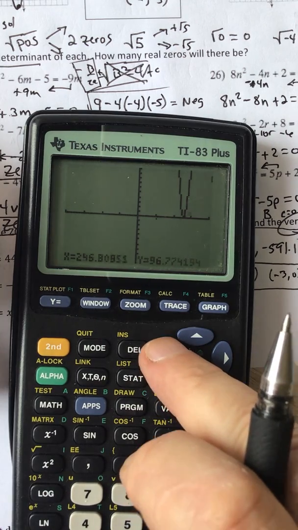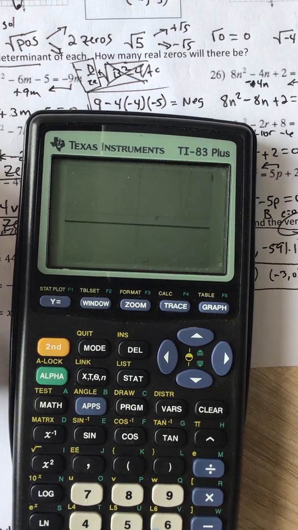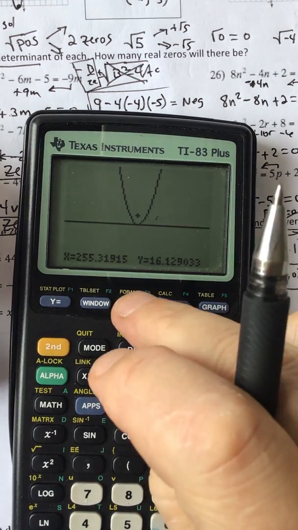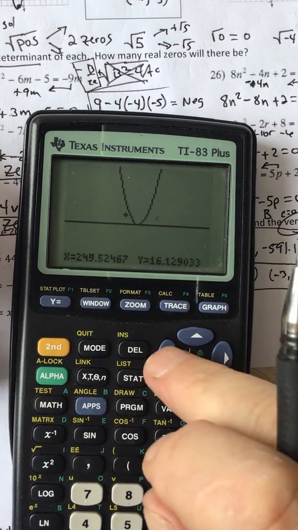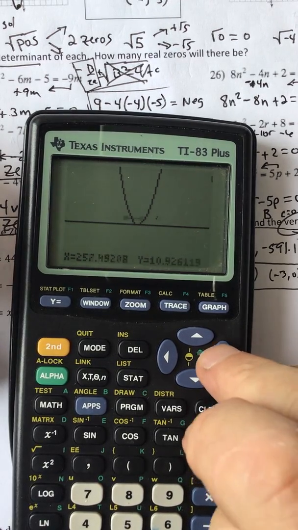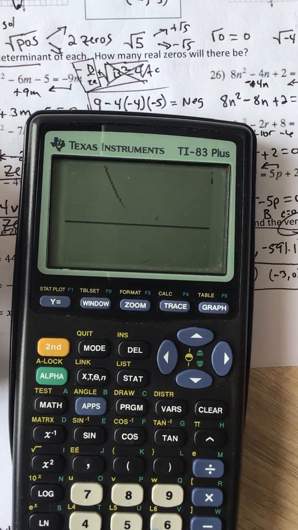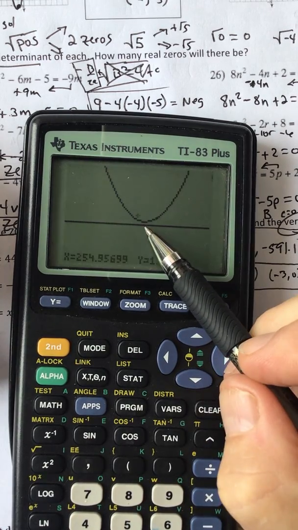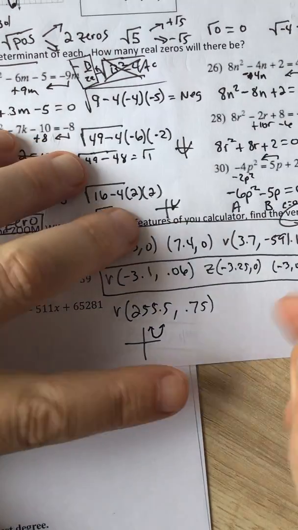I'll lock it in right there, come across and come down so that I'll zoom box right in that and see. Okay, that's still not quite zoomed in enough to tell. I think I'll do another zoom box. Since I know what I'm looking for here, I'm going to keep going until I actually have my machine tell me. See, it's not touching. So there are no zeros on this one.